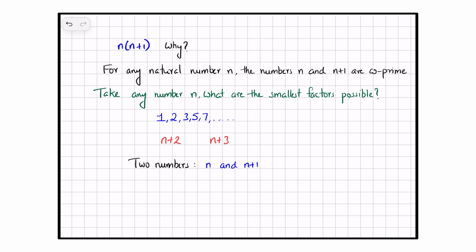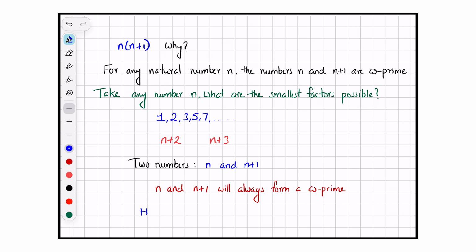That means that 1 is the common factor for n and n plus 1, or n and n plus 1 will always form a coprime. Clear? In the given question, we were asked what is the LCM of n and n plus 1, and that is going to be n into n plus 1, or the direct multiplication of n and n plus 1. What will be the HCF of n and n plus 1? The HCF of n and n plus 1 will come to be simply 1.